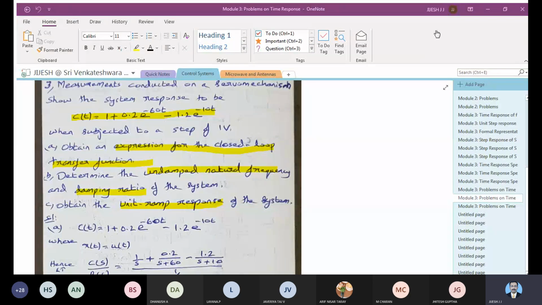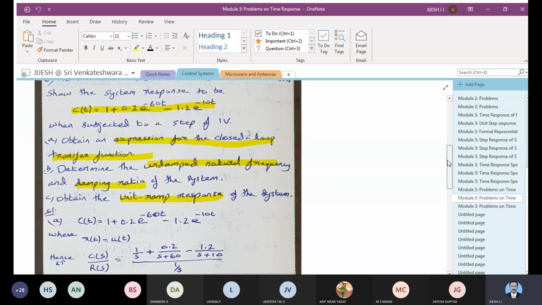So how to solve it further? Let us see that c(t) is taken to be 1 + 0.2 e^(-60t) - 1.2 e^(-10t). You know that r(t) is u(t) for a step response. So c(t) is given and r(t) is there, and we'll take the transfer function C(s)/R(s).